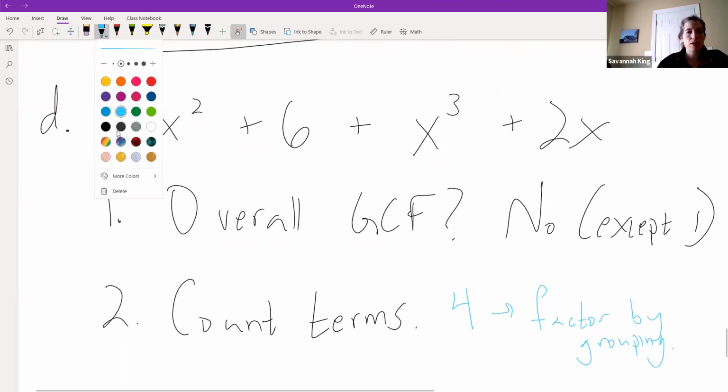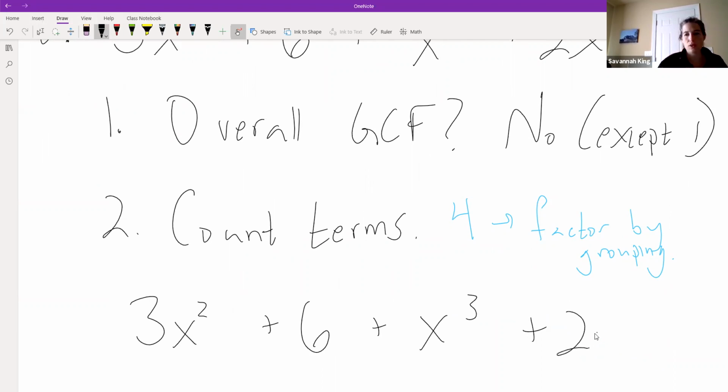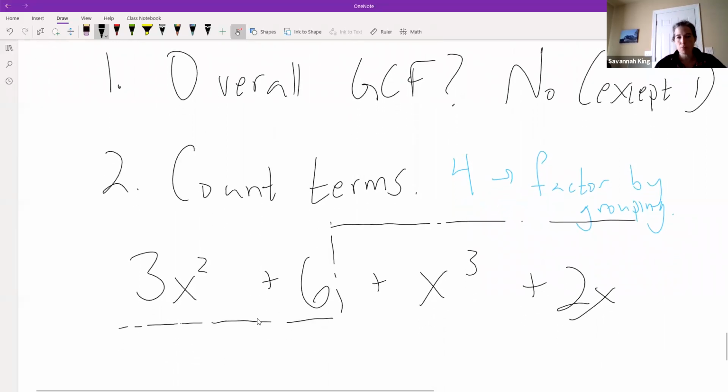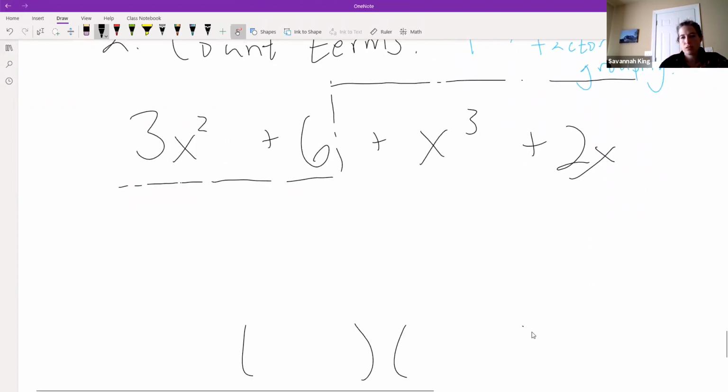So let me rewrite this down here. So when I fill in the gaps in the notes, that was 3x squared plus plain 6 plus x cubed plus 2x. So this is about where we were a few minutes ago in the other problem when we had to expand. Okay, once again with this, see if you can complete this factor by grouping 4 terms. GCF from the first 2, GCF from the second 2, and eventually you would get down to something that looks like that.